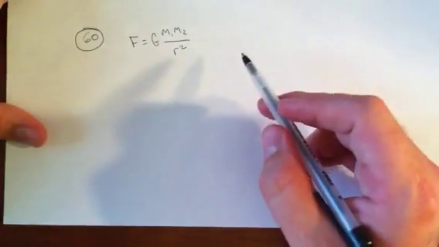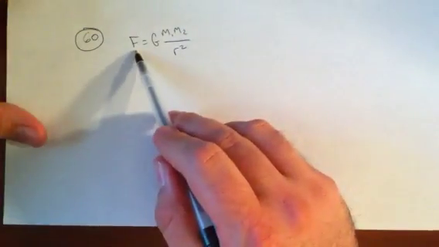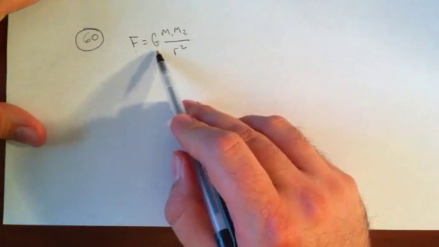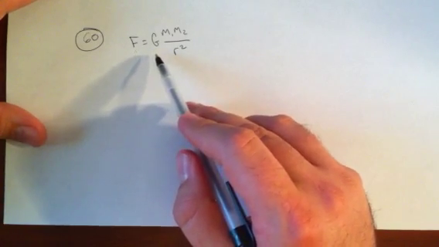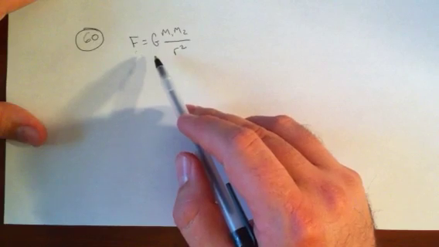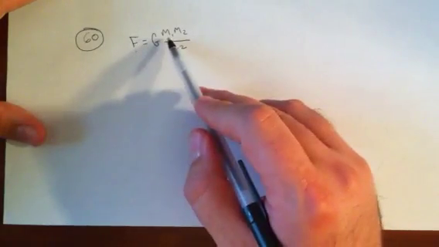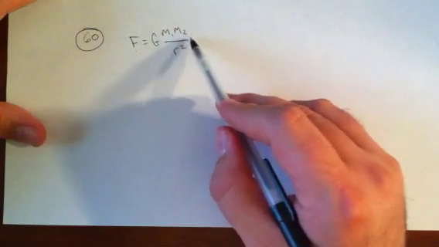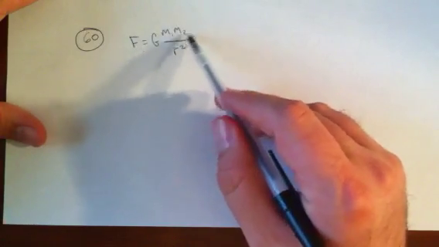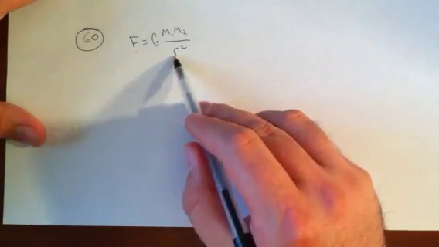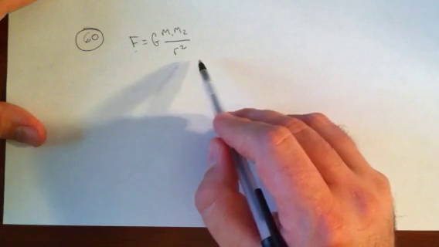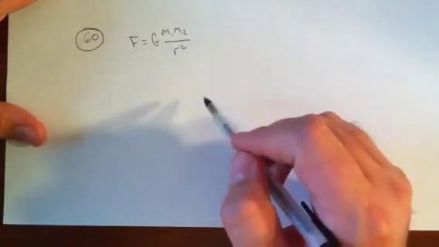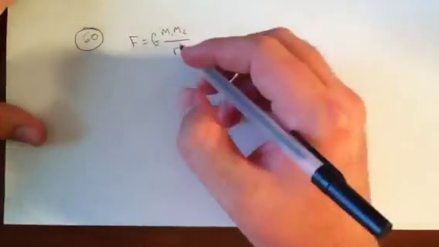So let's go through what this equation means real quick. F is force. G is just the gravitational constant, so it's just a number, and we always know that number. It's in your textbook, okay? M sub 1 is just the mass of the first object. M sub 2 is just the mass of the second object. And r is the distance between them, or the radius between them, and you square that. That's what the exponent 2 is up there.